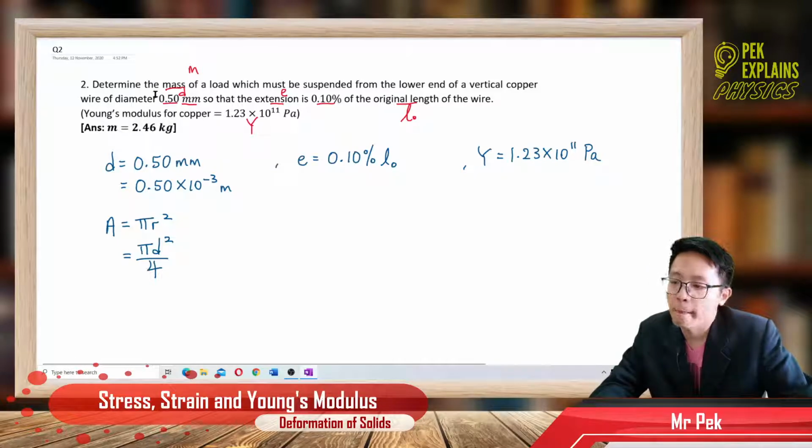Now, so this is the information given. Okay, I stated here. So the diameter is 0.5 mm. So you must change to meter. Okay, change to SI unit. So milli is 10 to the power -3. And then you give the extension 0.1% of the original length. This is how we write it. Yeah, 0.1% of original length. The Young modulus in Pascal. Okay, Pascal is SI unit.